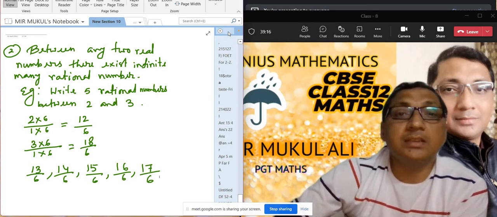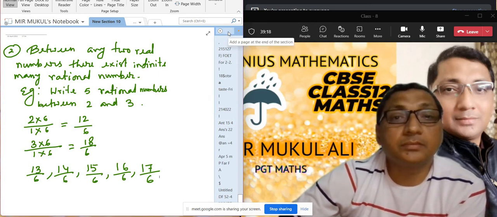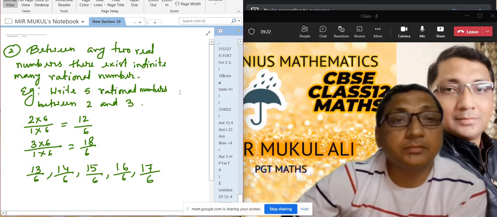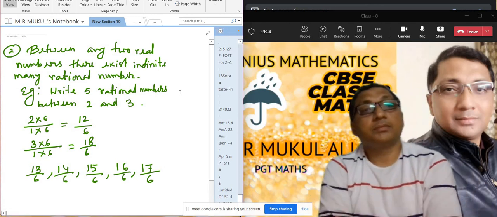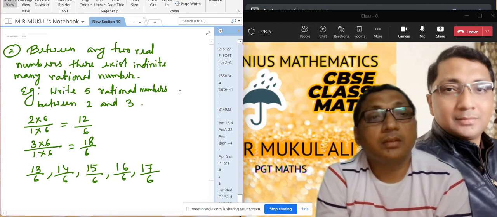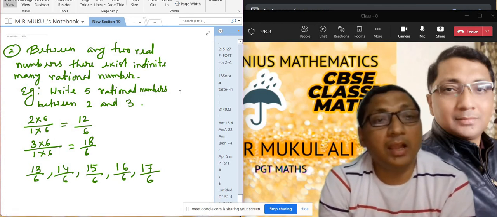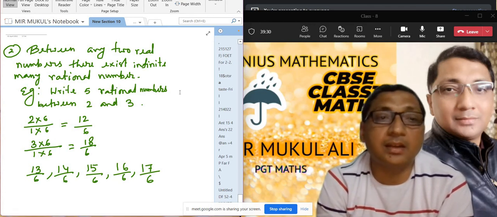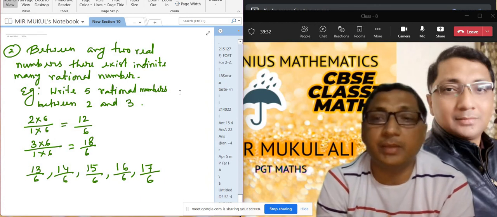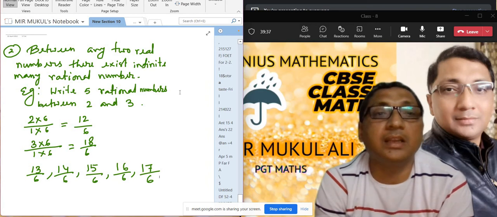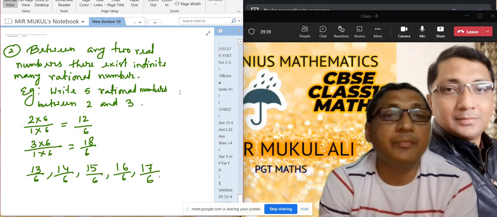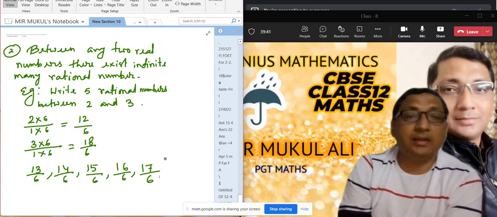Sir, between any two real numbers, same as rational numbers, do we have infinite irrational numbers between any two real numbers? Yes, between any two irrational numbers also there exist infinite many irrational numbers. That means we can say between any two real numbers there exist infinitely many rational numbers.